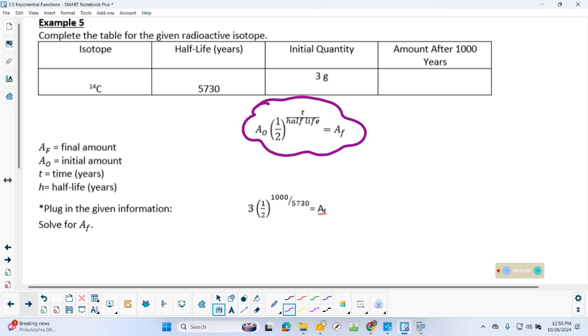Now, in the table, let's be honest, I really don't care about the isotope name, whatever, okay? The half-life in years is 5730, so they plugged that in. Your initial quantity is the 3, and we're finding out the amount after 1,000 years. So the t, of course, is your 1,000. So I just set up everything for you. Initial amount, 1,000 years, 5730 for the half-life. Punch it in. Round to what it is.